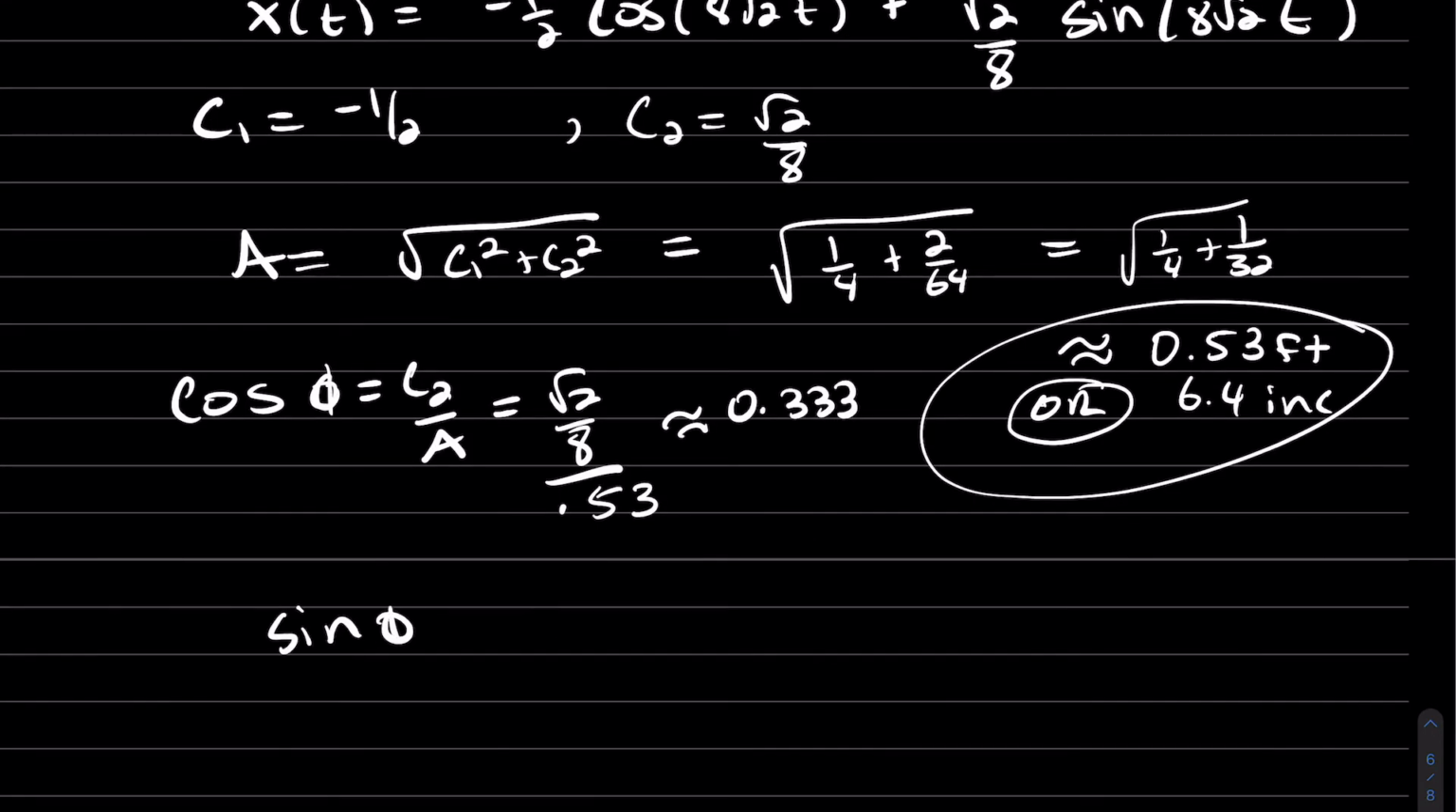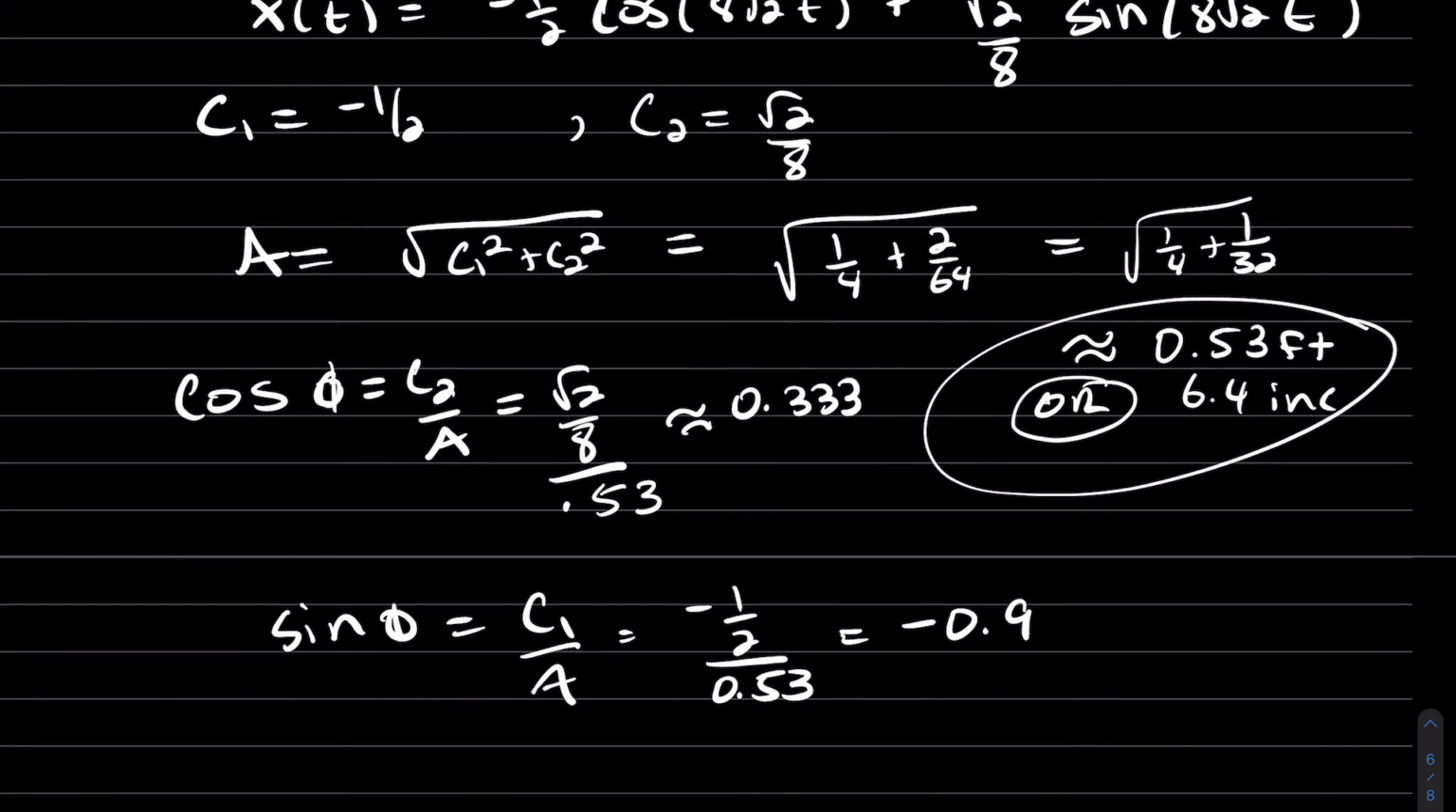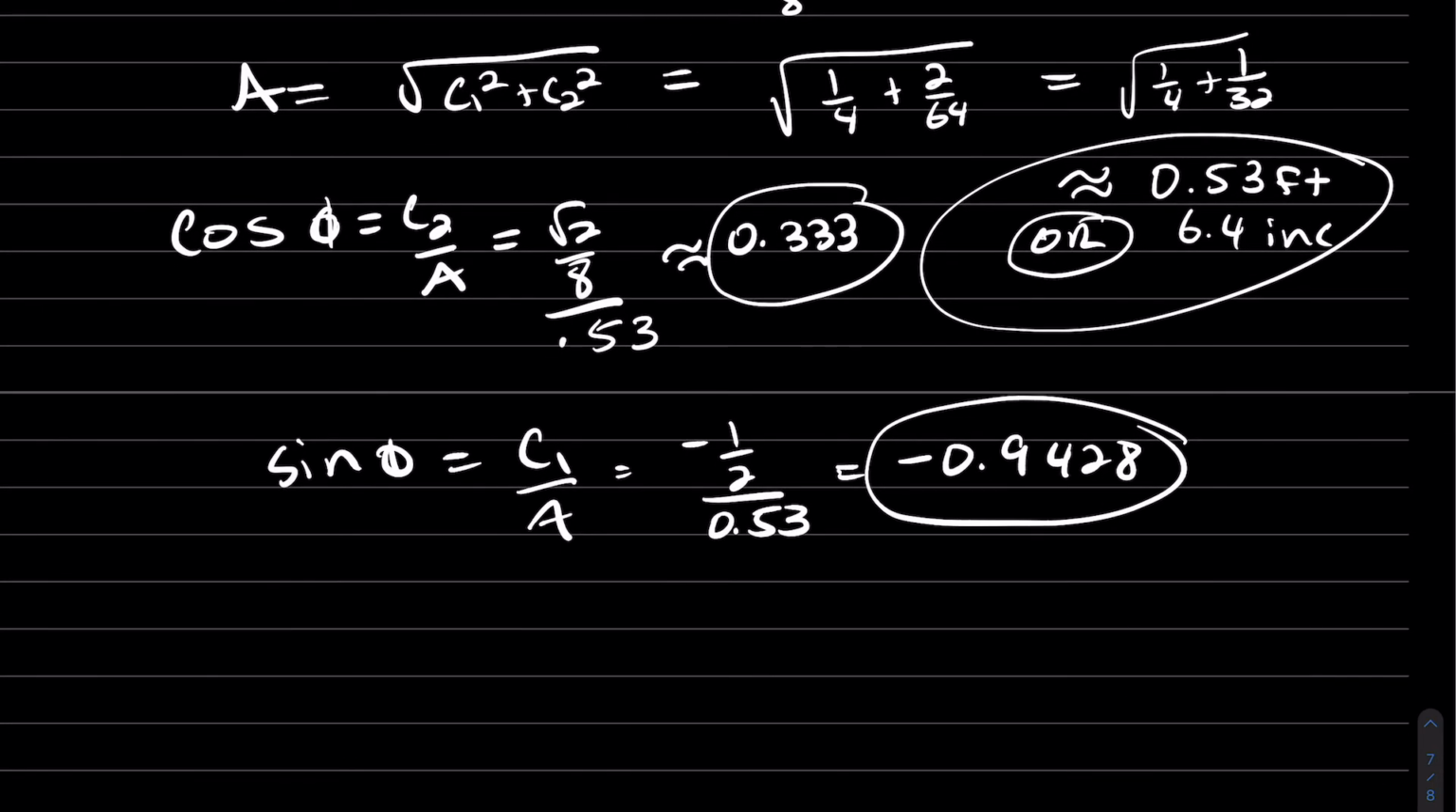Sine of phi equals C1 over A. C1 was negative 1/2 over 0.53, which is negative 0.9428. So you see one of them is negative, cosine's positive, sine is negative. So we are in quadrant 4.